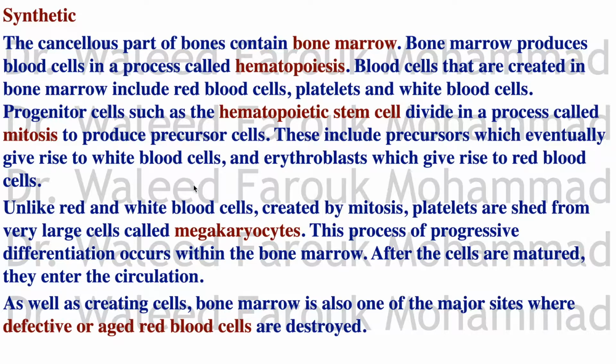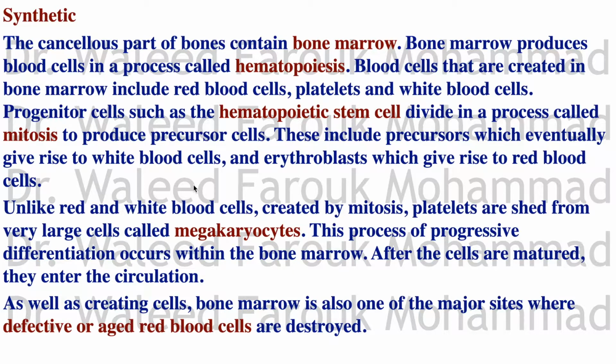Progenitor cells such as hematopoietic stem cells divide by means of mitosis to produce precursor cells. This is in the process of forming white blood cells and red blood cells. But the platelets, on the other hand, develop by shedding off very large cells called megakaryocytes, not by mitosis. This process of progressive differentiation occurs within the bone marrow, and after the cells are matured, they enter the circulation.